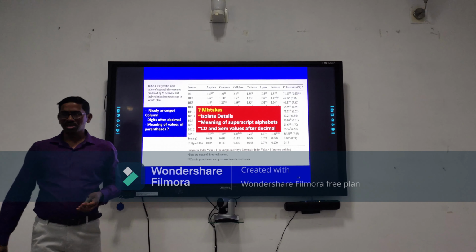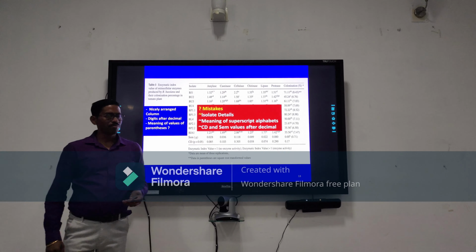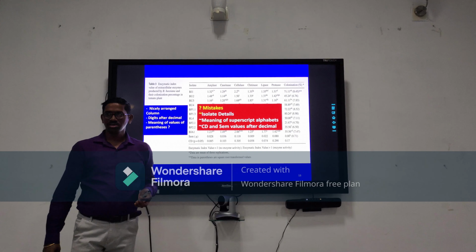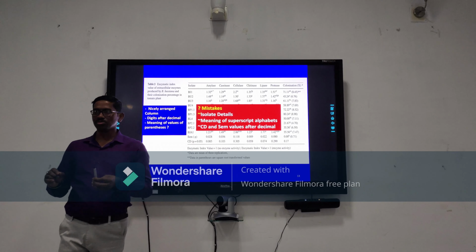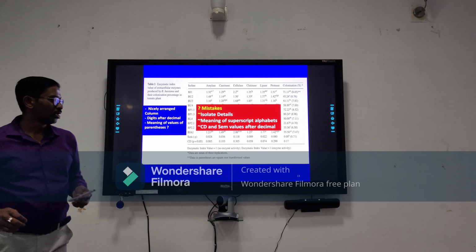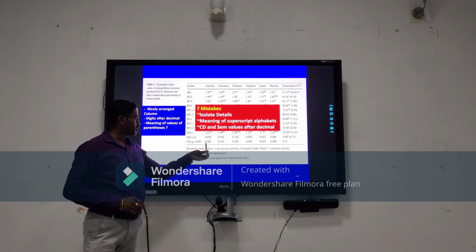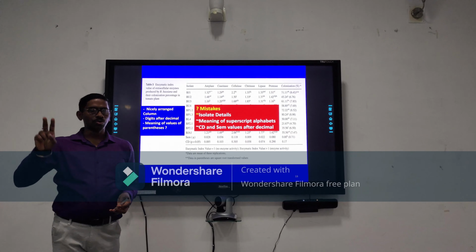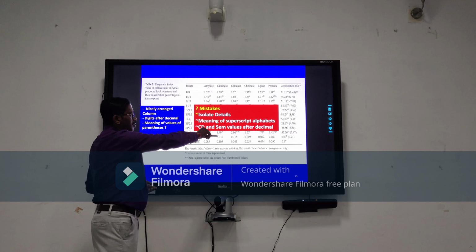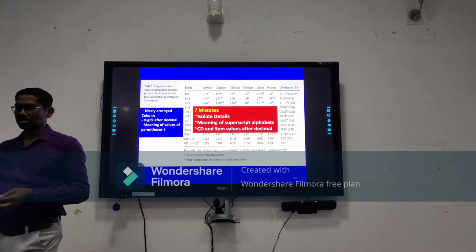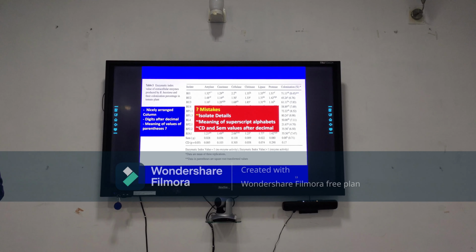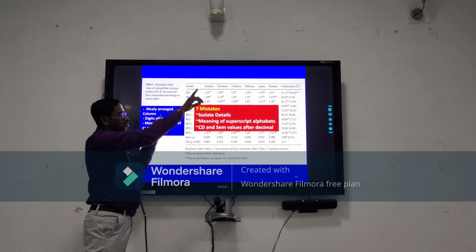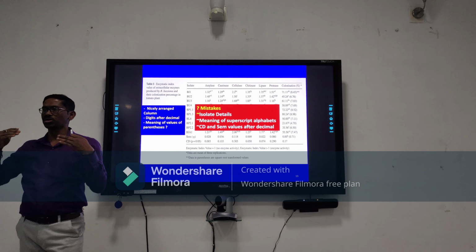Another mistake in this table is that for CD and SCM values they have mentioned 3 digits after the decimal point, but this should not be done. You have to mention only 2 digits after the decimal point, because throughout this table the author has mentioned 2 digits after the decimal. So it should be fixed, it should be constant throughout the table. Then a table will look very good.